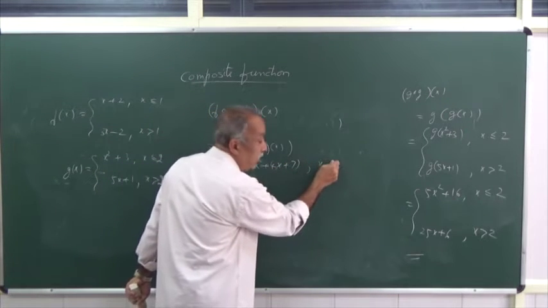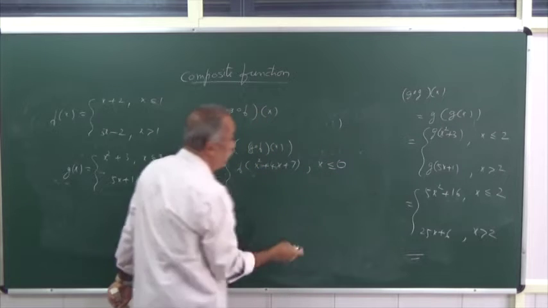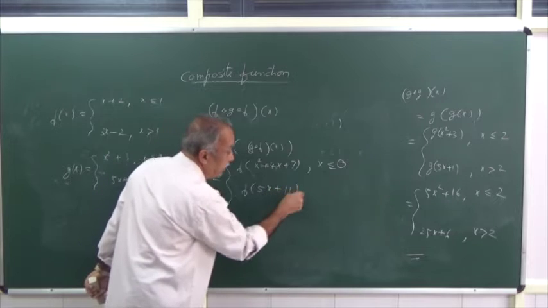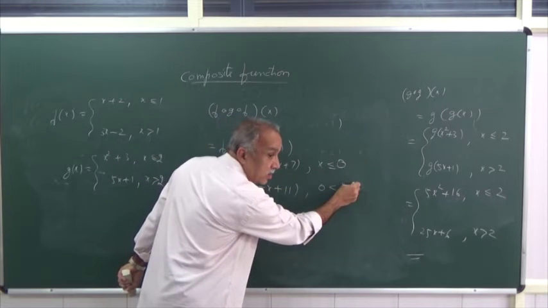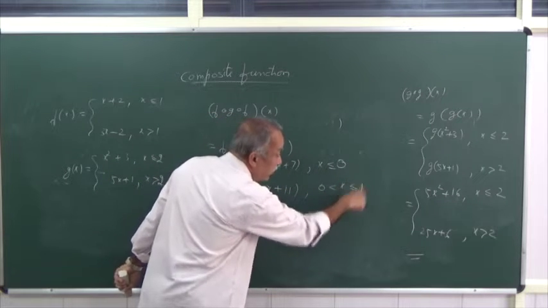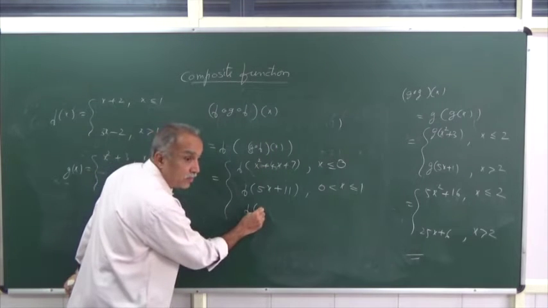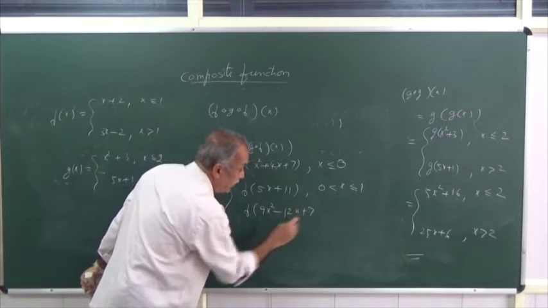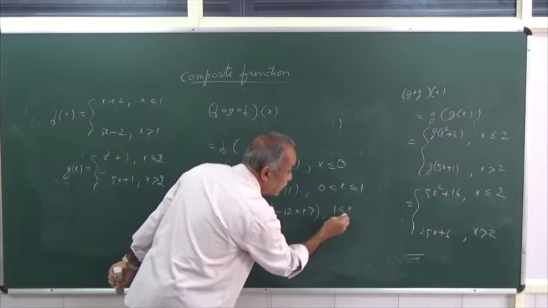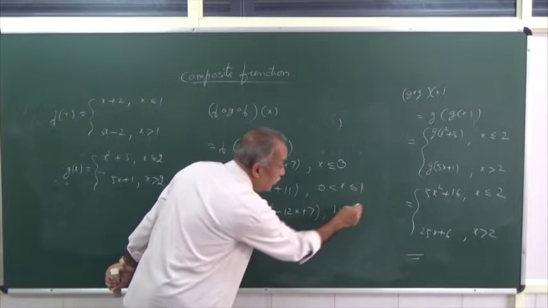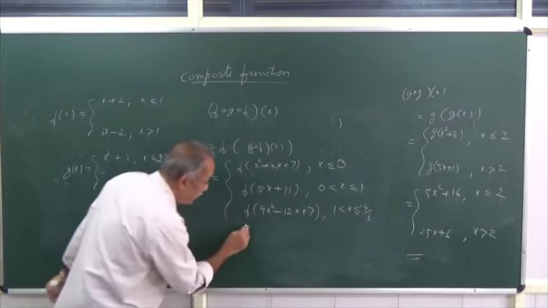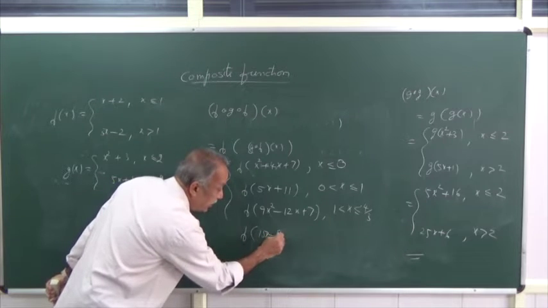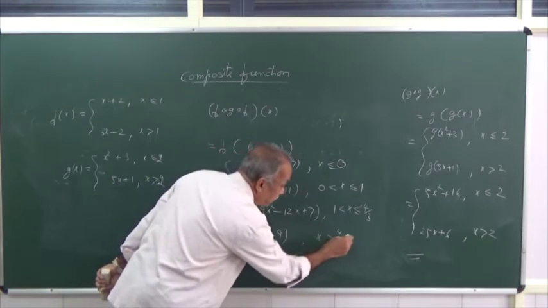X less than or equal to 0. F of 5x plus 11. One. 9x squared plus 12x plus 7, for 1 less than x less than or equal to 4 by 3. And last line, 15x minus 9, for x greater than 4 by 3.